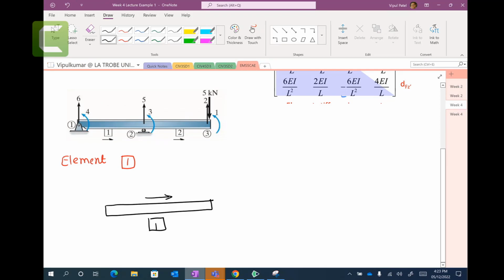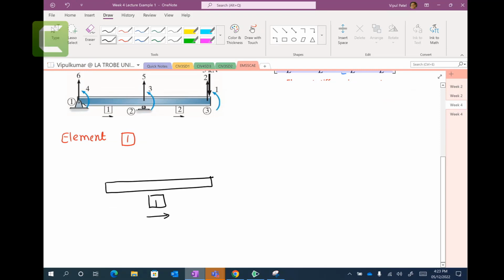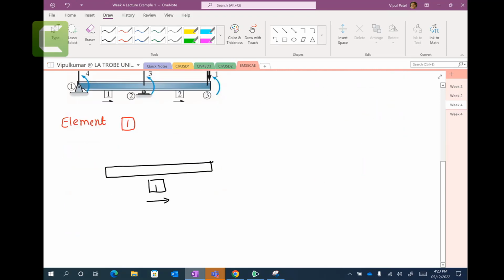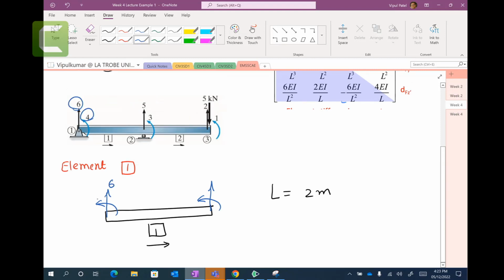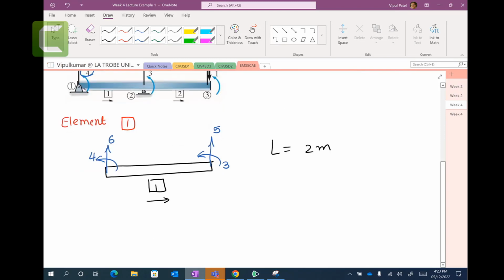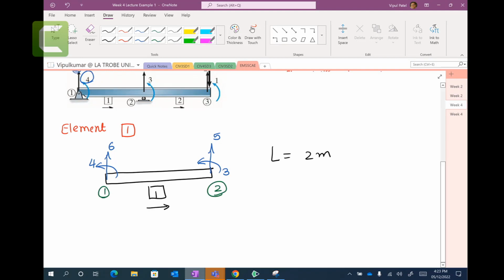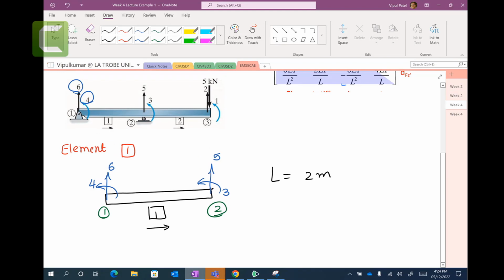Location vectors are given here. Oh, let me draw at the same spot. The length of the element is 2 meters. Length L equal to 2 meters. And if I draw the degrees of freedom here and here, they are given as 6 and 4, and 5 and 3. Let's say node numbering 1 and 2, that is given. So I'll stop here. Let me know about the writing which I did for element number 1.